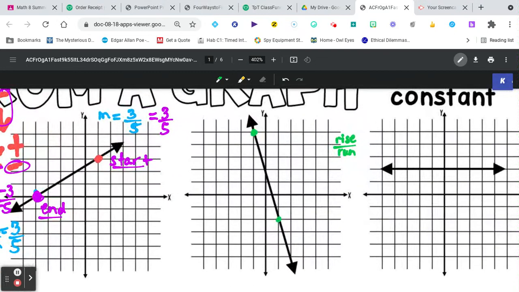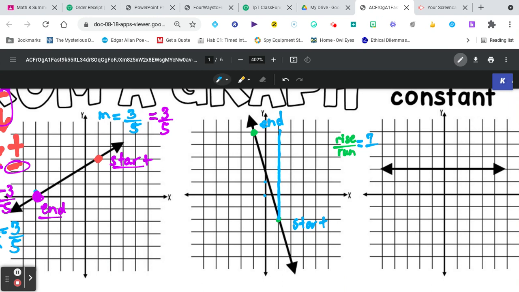Okay, so now I want to rise before I run. I always tend to start from the bottom point just because I associate rise with going up. That's just what I do. But you could have started from the top and went down. But I'm going to start from the bottom and go up. So I'm going to go up 1, 2, 3, 4, 5, 6, 7. So it's a rise of 7.